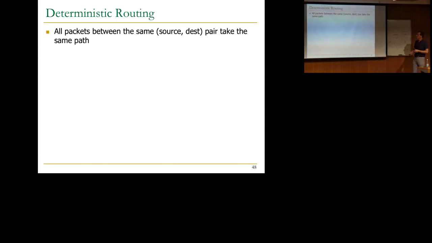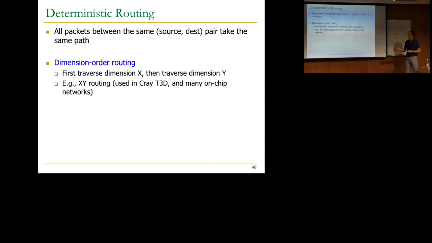Okay, so let's talk about deterministic routing. All packets between the same source destination pair take the same path. The classic example of this is dimension order routing. Basically, you order the dimensions. You first traverse dimension X and then traverse dimension Y. It's called XY routing. It's used in Cray T3D, for example, and many on-chip networks because it's really simple.